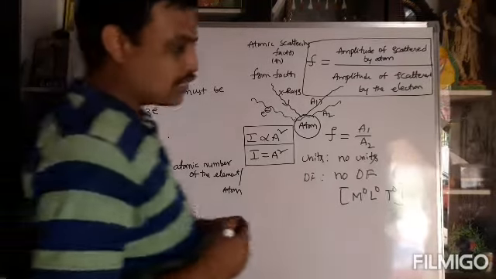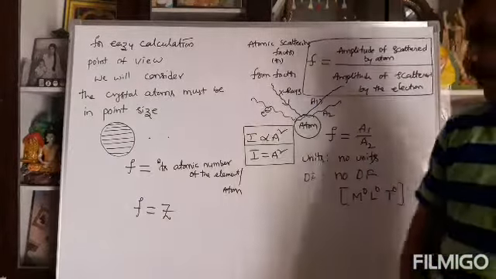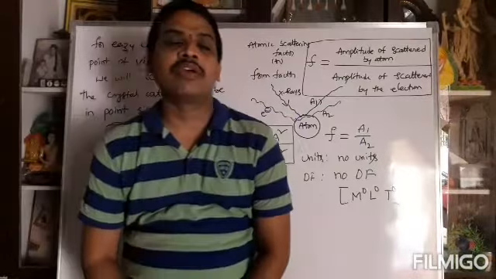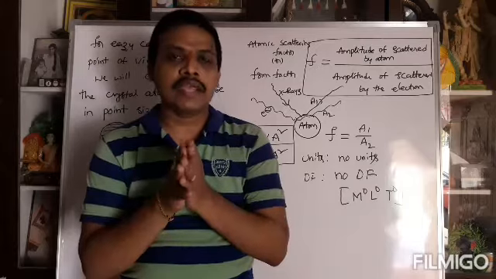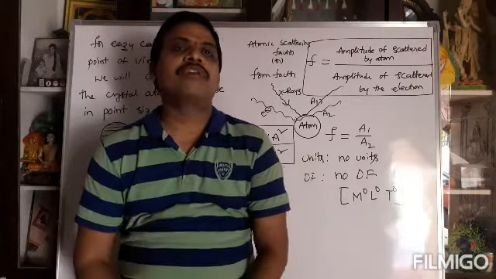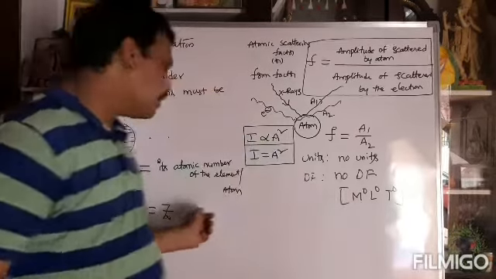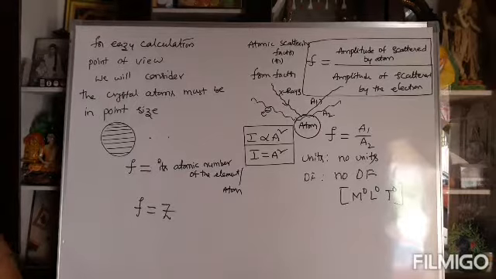At what condition? The crystal is considered as a combination of atoms, and those atoms must be considered as very small in size, particularly point in size. In that way, the form factor value is always equal to the atomic number.